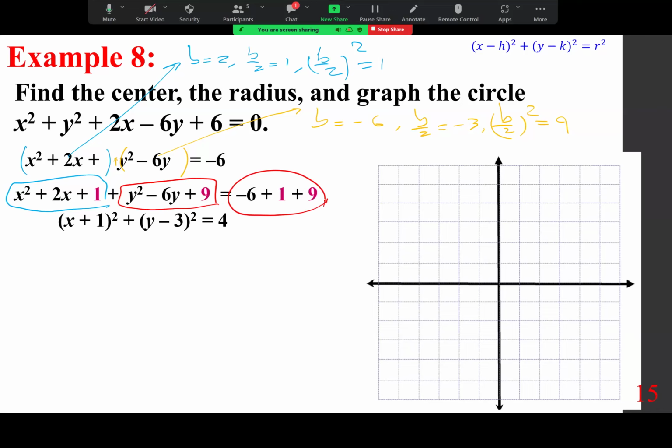So we're going to write it. I mean, if you can see the answer, so be it. If not, you can rewrite it in this format: x minus negative 1 quantity squared, y minus 3 squared, and 2 squared. You don't have to write that if you can see the center is located at negative 1, positive 3 with the radius 2.